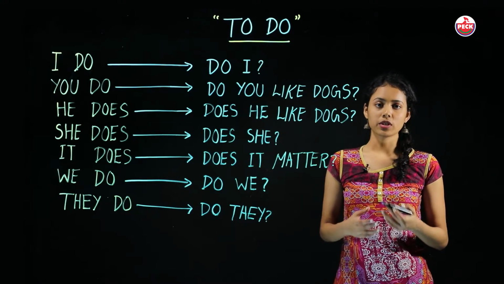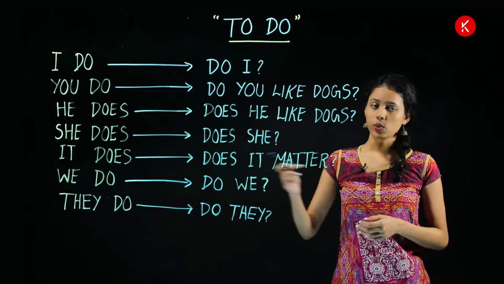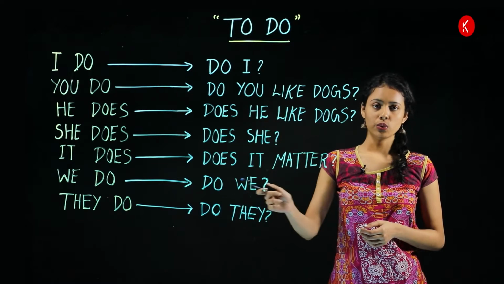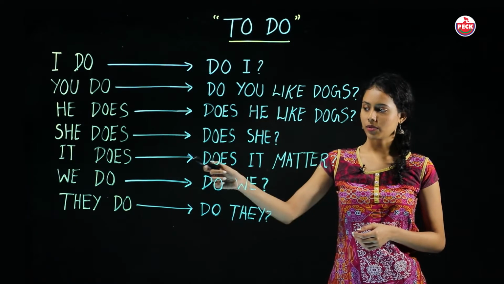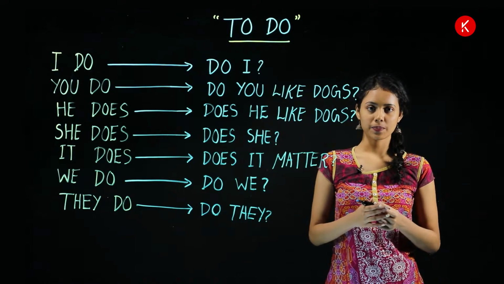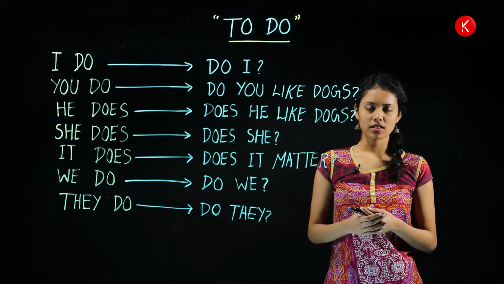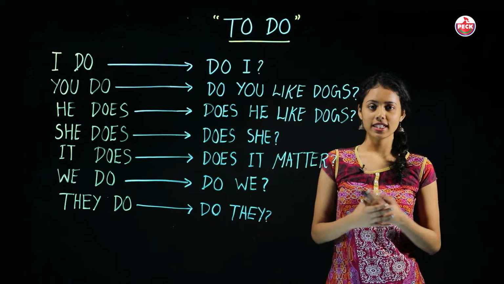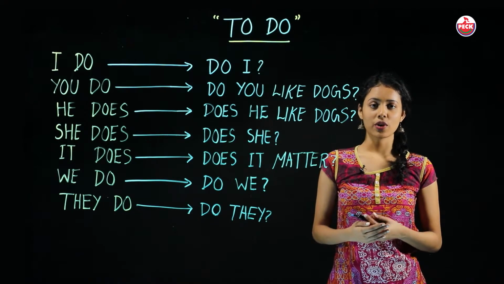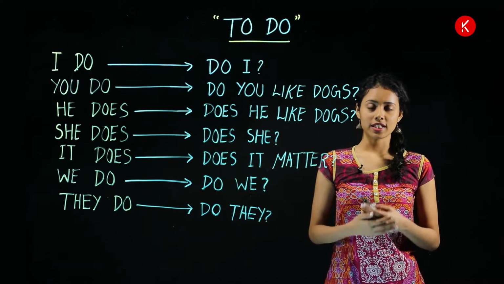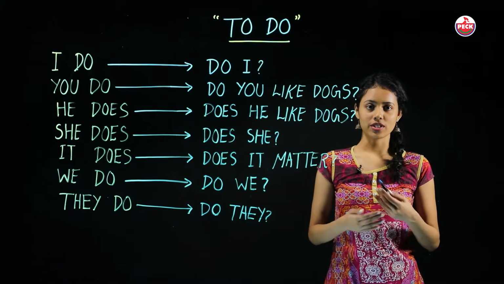Now let's look at the plural forms. We do and they do. So we do becomes do we. We're simply inverting the subject and the verb. And they do becomes do they. Do we like dogs? Or do they like dogs? So it's really simple. Now we've learned how to use the verb to do in the positive sense, negative sense, and how to ask a question with it.